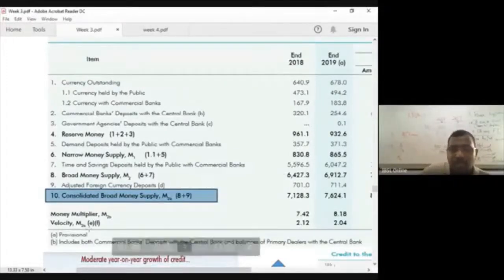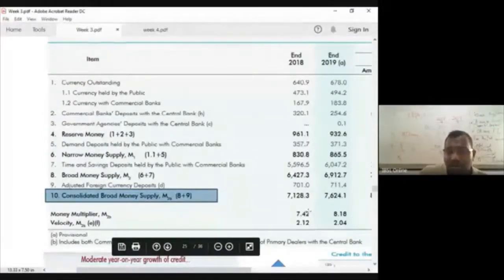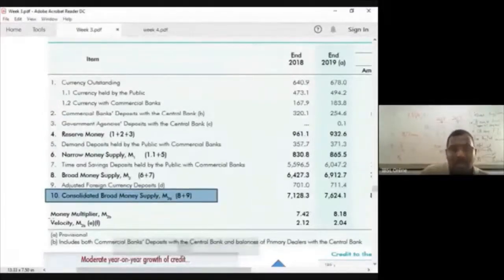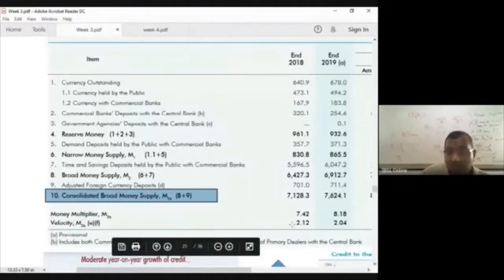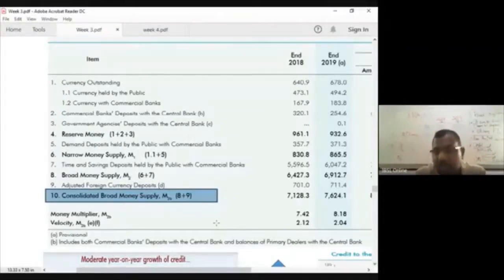And here you see the numbers for the money multiplier in the case of Sri Lanka. So if I ask you how to calculate the money multiplier, and also there is one called velocity. Velocity I already mentioned to you in a previous session, the speed of money circulation. How do you calculate that? So I'm switching back to the board for these two.